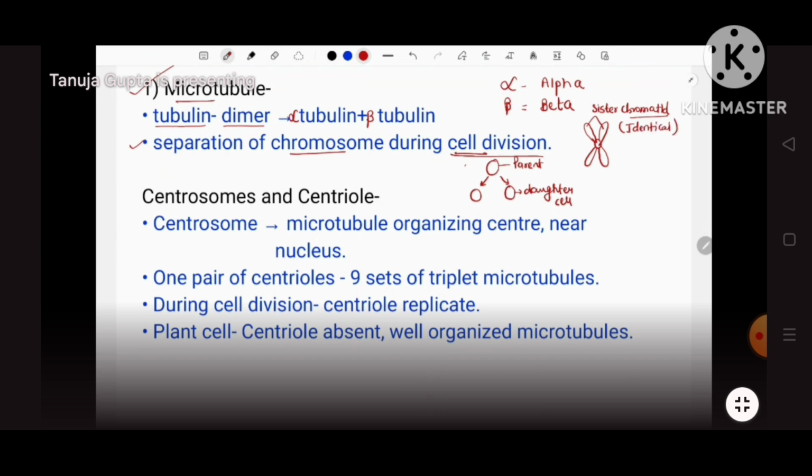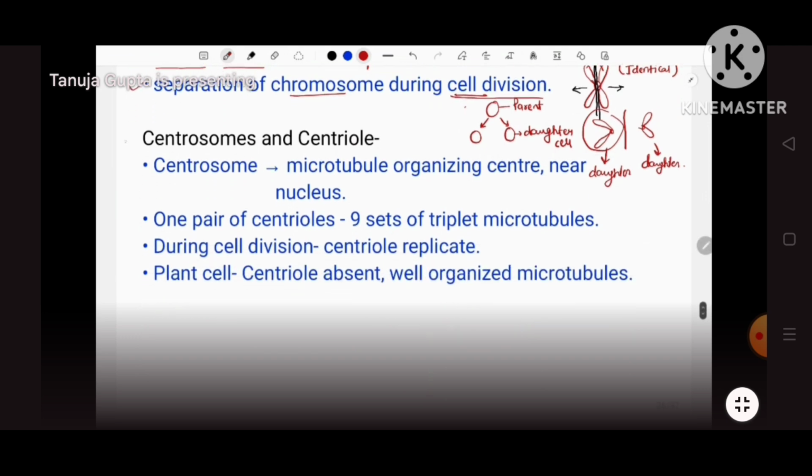What happens is that microtubules help in the separation of these sister chromatids. Once separation occurs, both go towards opposite sides. So these sister chromatids get separated with the help of microtubules during cell division. One goes into one daughter cell, and the other goes into the other daughter cell. This is how division takes place, and the chromosomes are divided into two daughter cells. Got it?